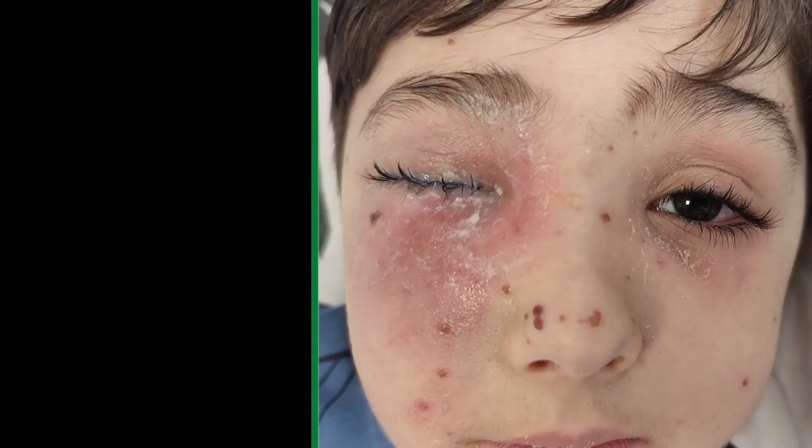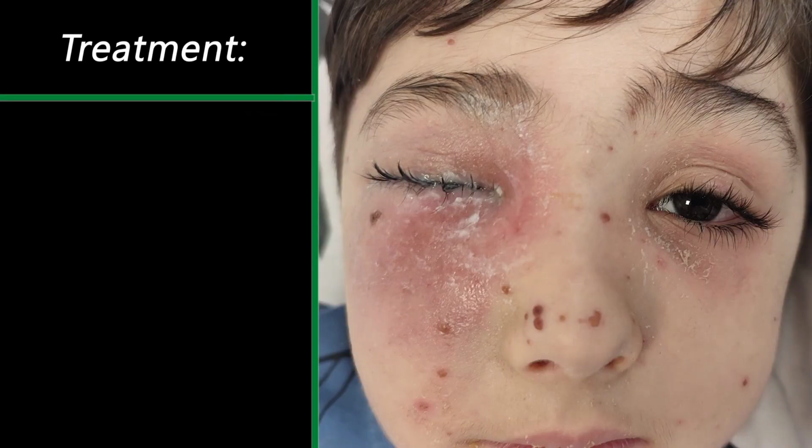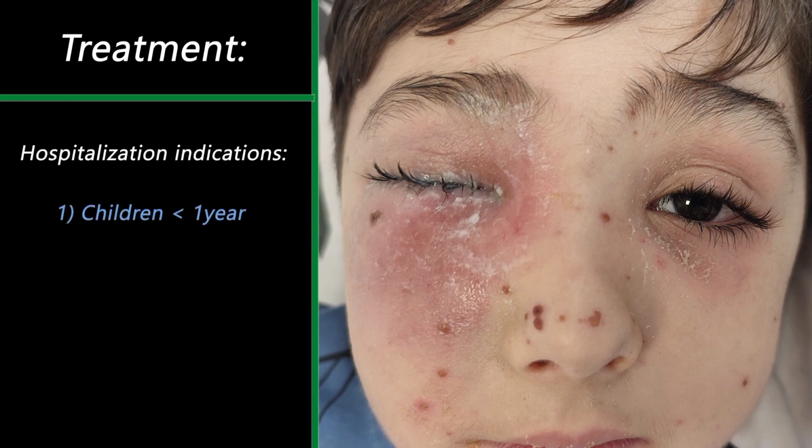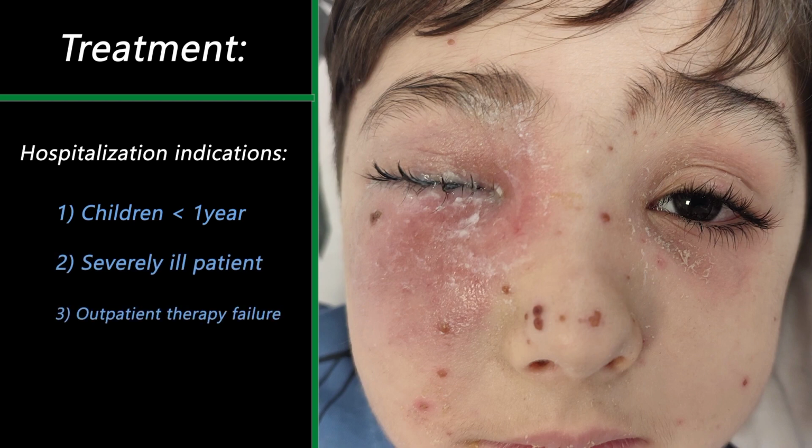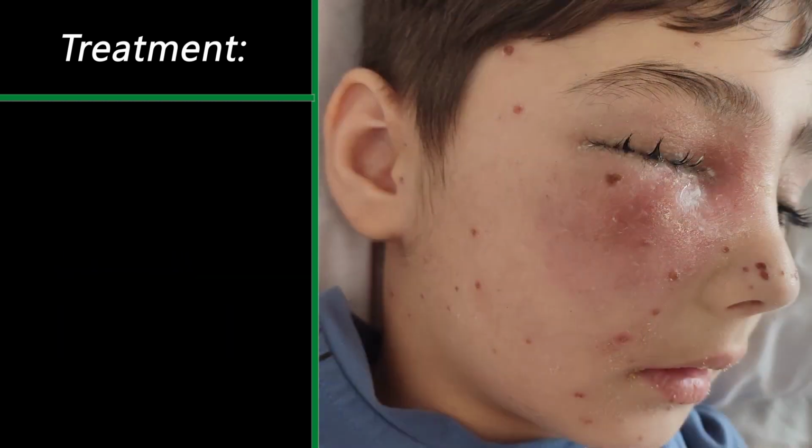The first step of the treatment plan is to determine whether the patient needs hospitalization or not. Any children younger than 1 year, patients who are severely ill, and those who fail to respond to outpatient therapy in 48 hours should be hospitalized. Antibiotics should be started in all patients. Our choice of antibiotic is usually empiric, based on the susceptible microorganism, because the blood culture is rarely positive.